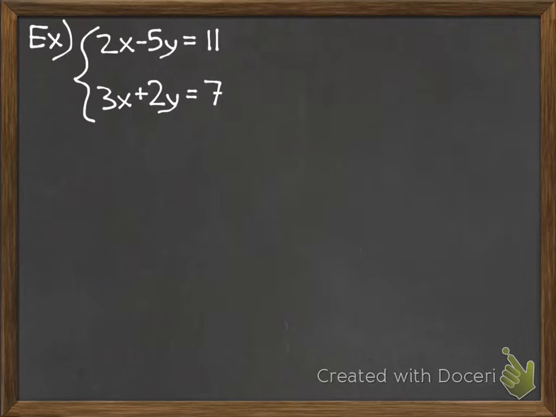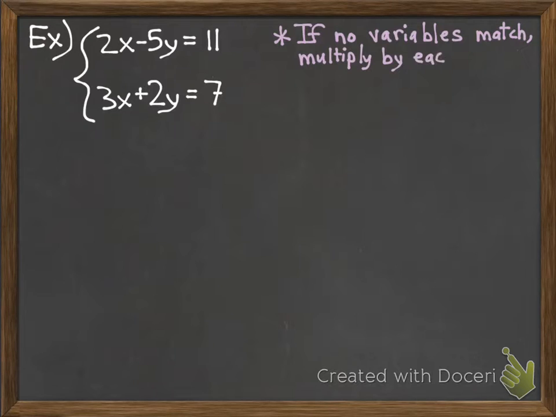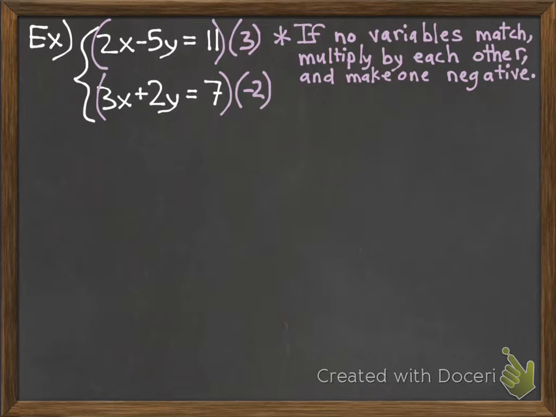So instead of 2x and 3x, we're going to multiply them by each other so we can get 6x on both. So if there's no matching variables, we can multiply them by each other. So we're going to multiply the top by 3 and the bottom by 2, only we want to make one of them negative because a negative and a positive together will cancel. So we'll times the top by 3 and the bottom by negative 2 so that when we distribute those and multiply, we'll have this all set up to go ahead and add the equations together.